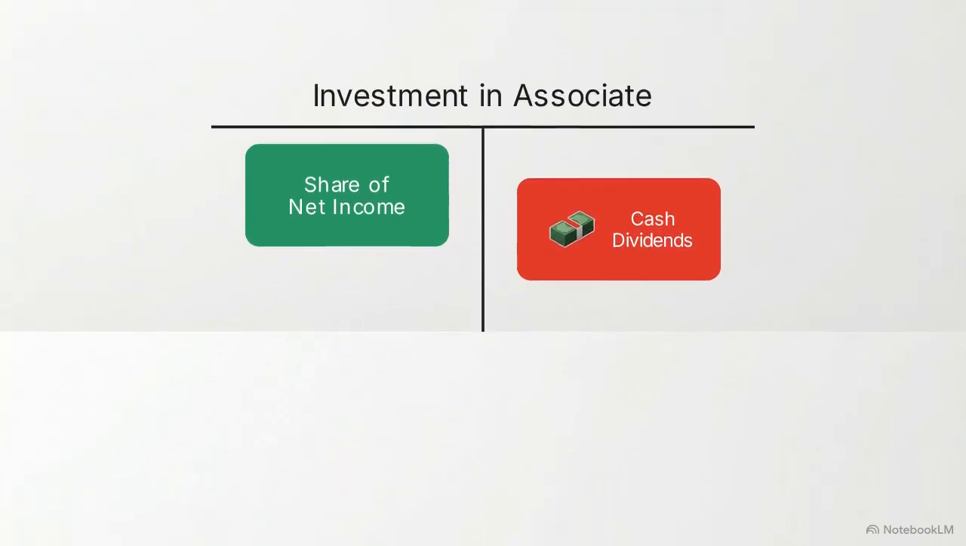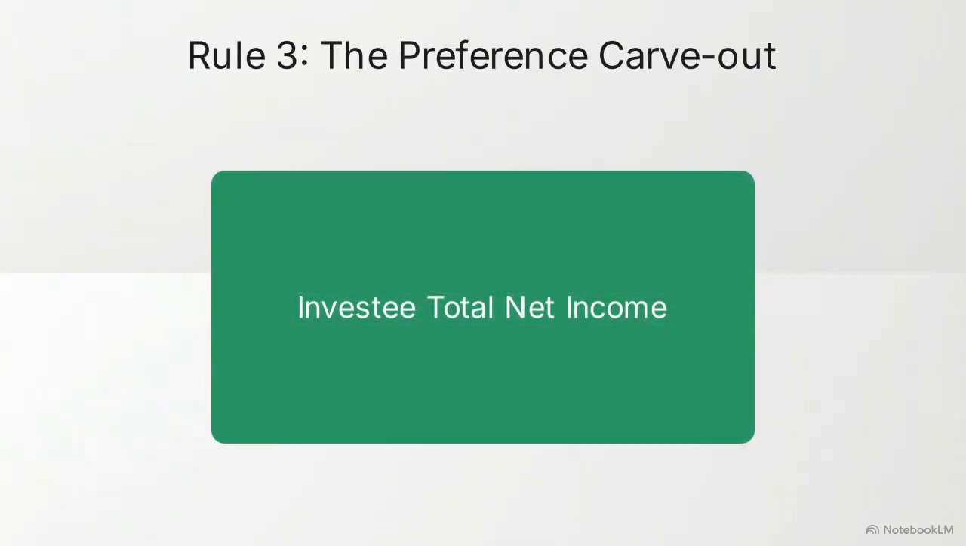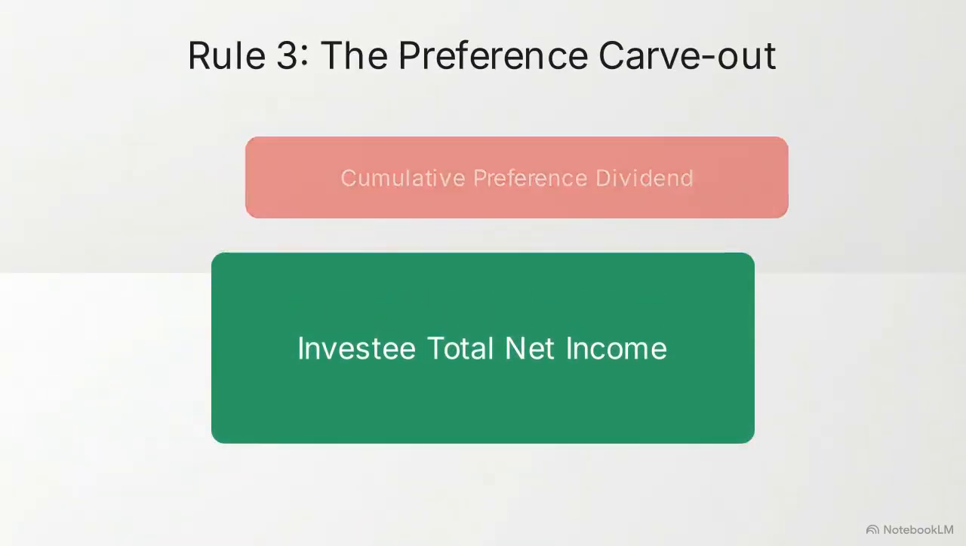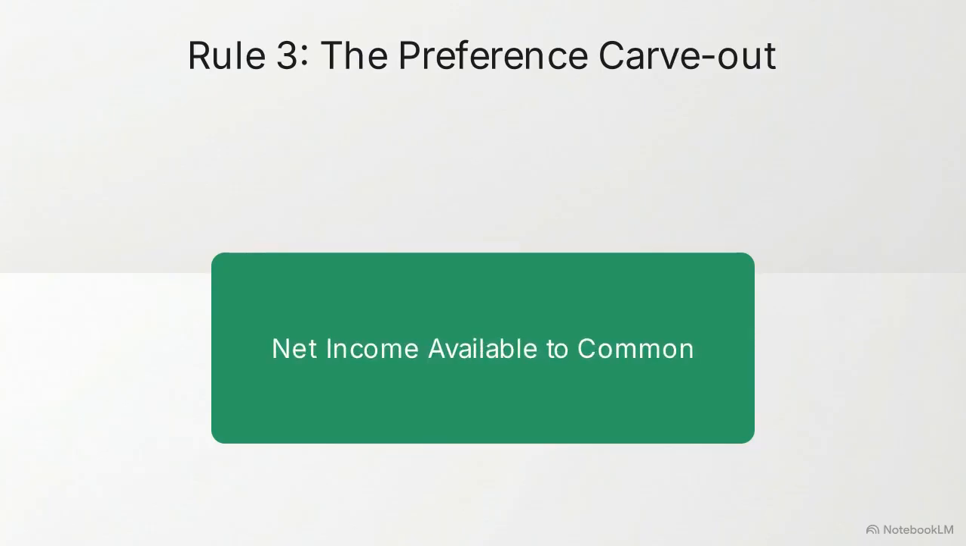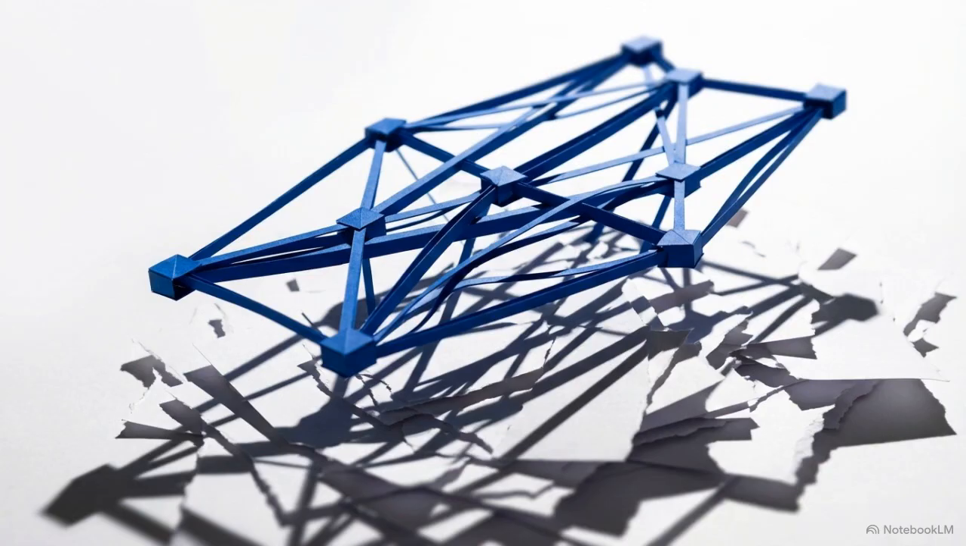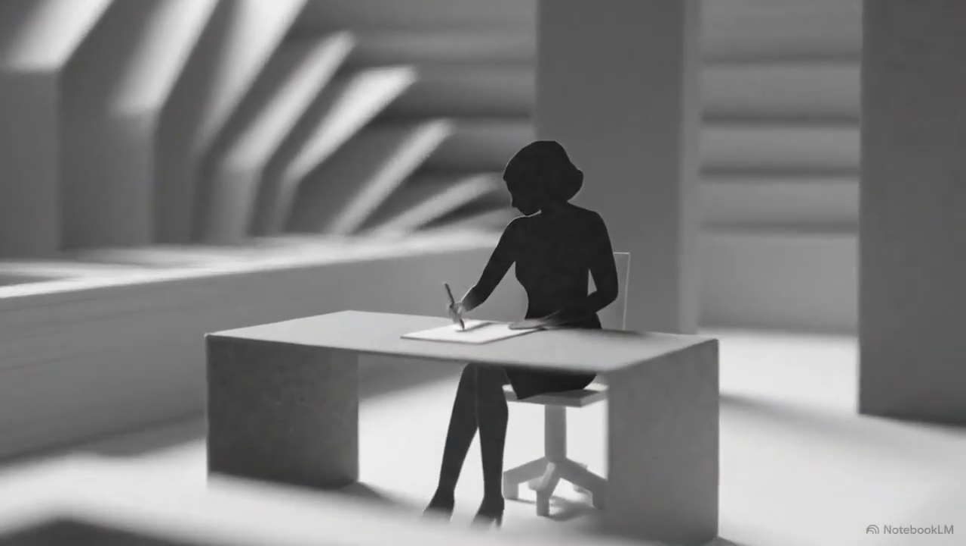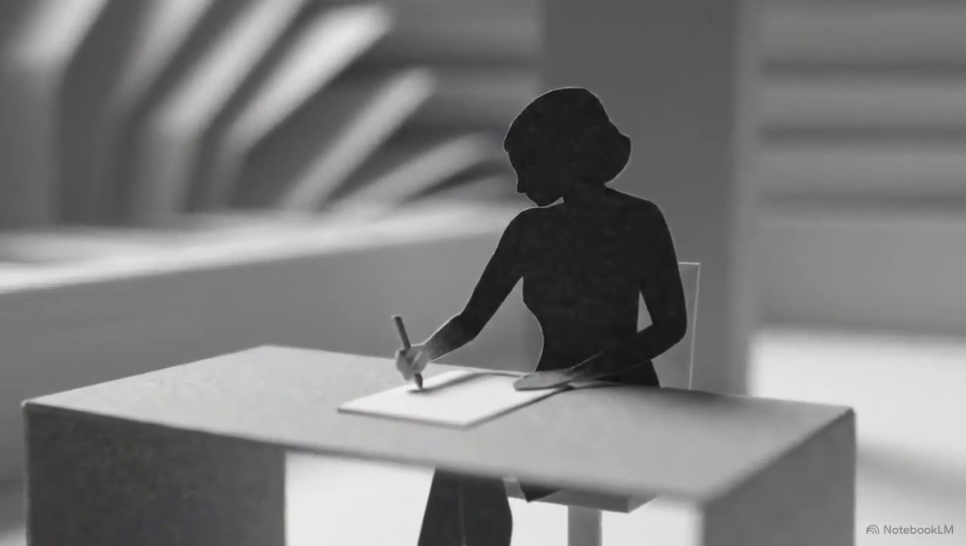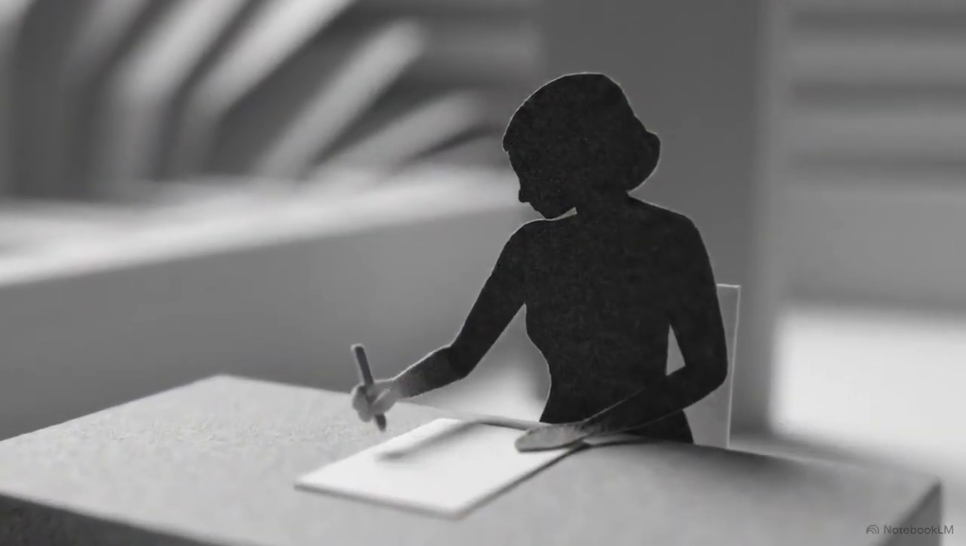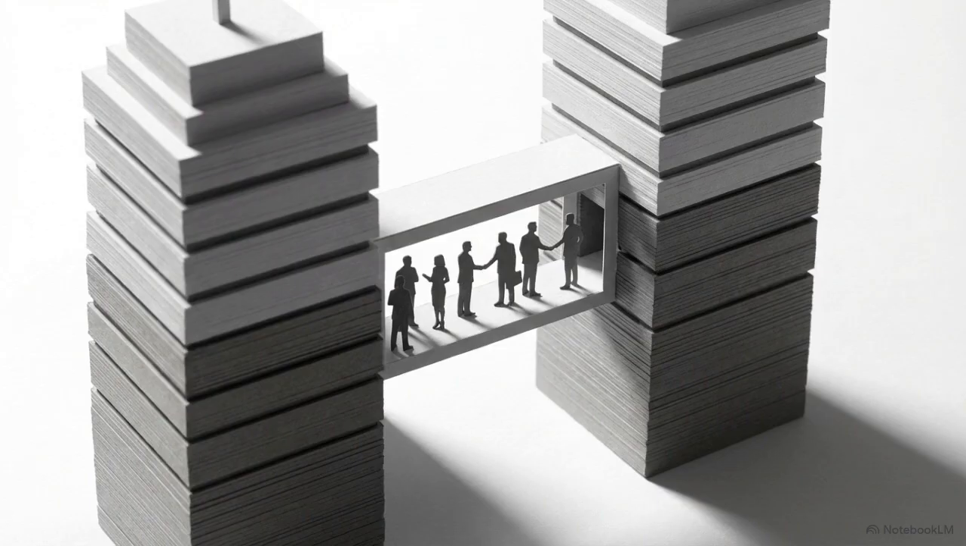Rule 3. The preference carve-out. You must strip cumulative preference dividends from net income before applying your ownership percentage. Mastering this spatial mapping strategy bypasses the need for rote memorization of journal entries. Visually recalling the physical expansion and contraction of that T account will prevent you from freezing when faced with complex, multi-year audit problems. The equity method provides a living, breathing reflection of operational power and corporate reality.